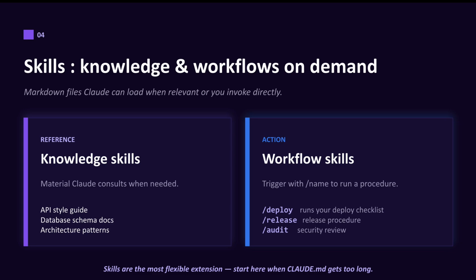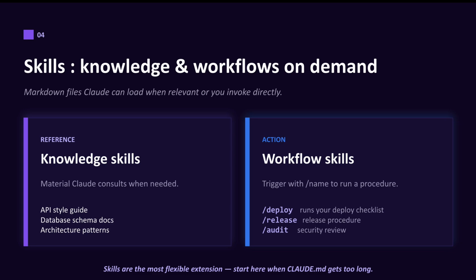On the other hand, action skills. Action skills are workflow procedures you trigger by typing slash and the name. Type slash deploy, and your team's deployment checklist runs. Slash release, slash audit. Same idea. Whatever procedure you keep doing manually becomes a skill. Skills are the most flexible extension in the entire system.